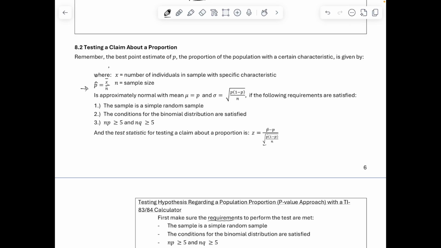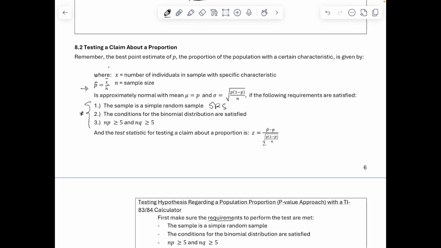P hat is going to be x over n. It is approximately normal with a mean mu equals p and a standard deviation equal to the square root of p times 1 minus p all over n, if the following requirements are satisfied. There are three things that you need to check. The first one is that it is a simple random sample, and you can abbreviate this SRS.